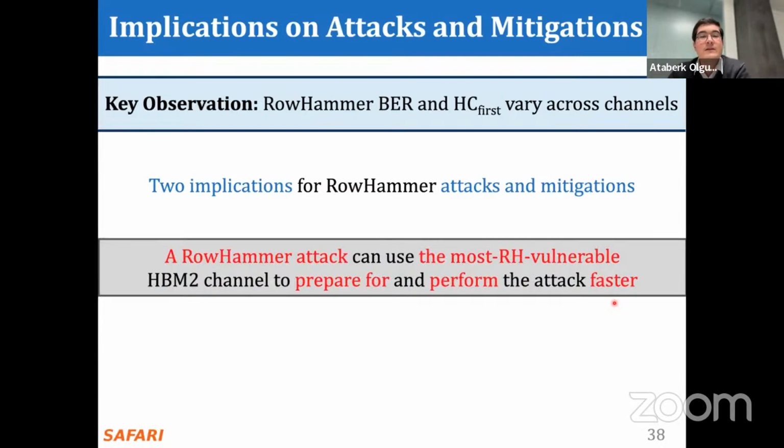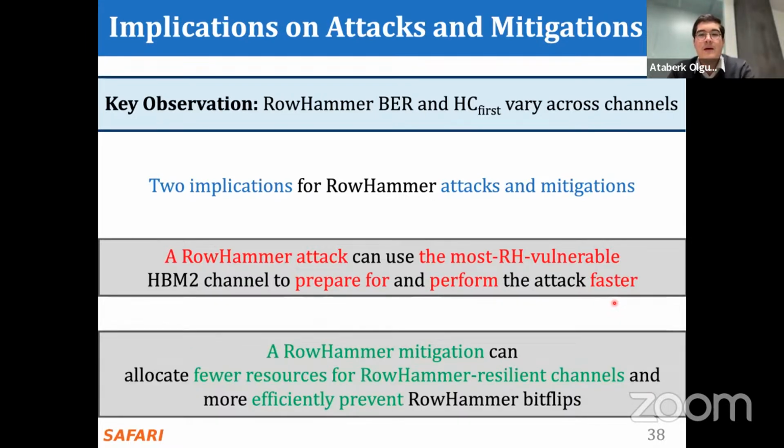First, attacks can use the most vulnerable channels to accelerate their preparation and attack phases. So they can identify DRAM rows to attack faster if they specifically target the worst RowHammer vulnerable channel. And this allows the attacker to take over vulnerable systems more quickly.